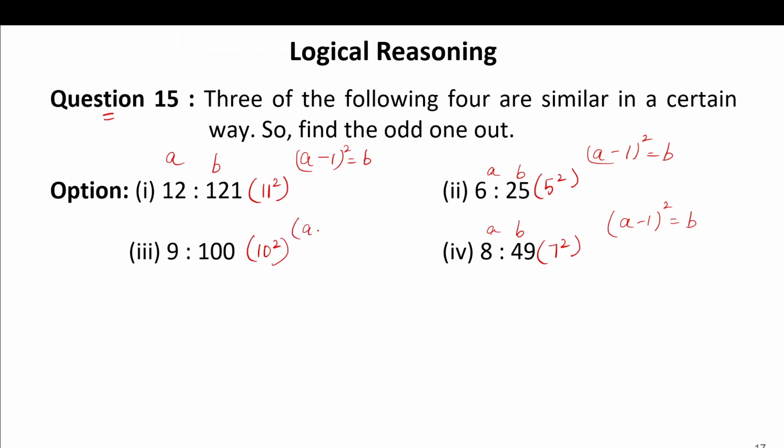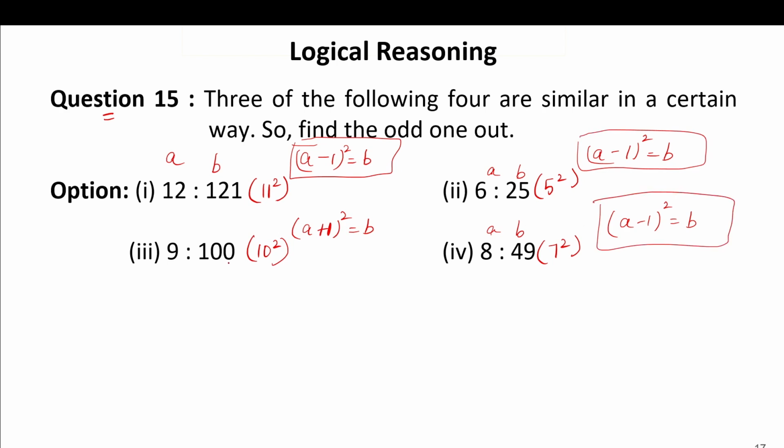But over here we have A plus 1 square is giving me B. How? 9 plus 1 is giving me B, that is 10. So over here we have a different formula. Over here for option number 1, 2 and 4, it was the same. But option number 3, it is different. Therefore, option number 3 will be the odd one out.